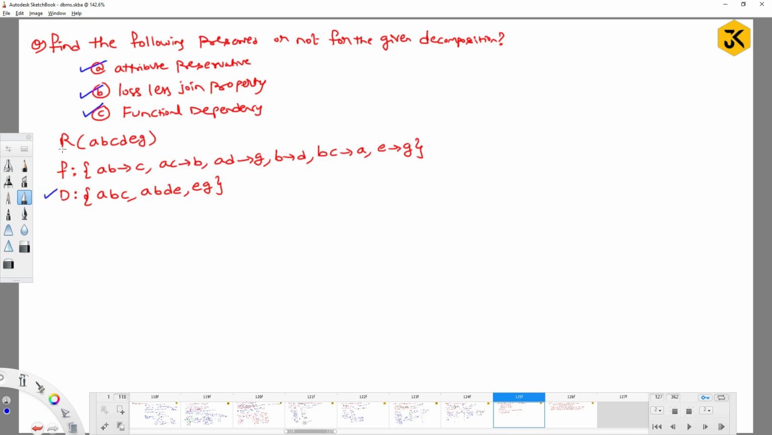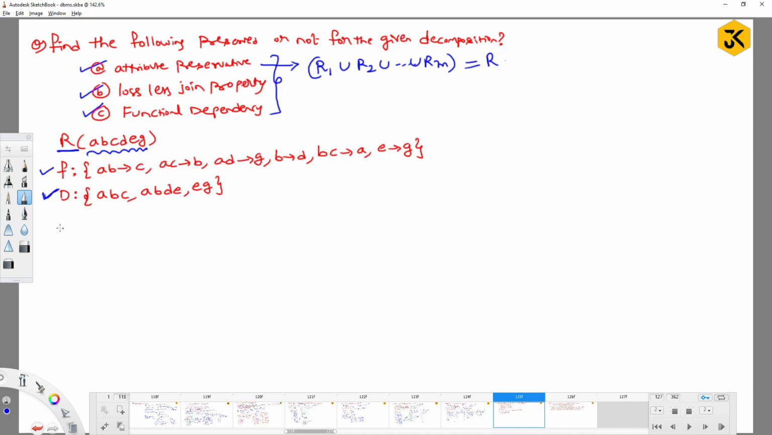Simply, they have given a relation R with a set of attributes A, B, C, D, E, a set of functional dependencies, and a set of decomposed relations. You need to determine whether all three are possible or not. Attribute preservation means you take the attributes of relation R1, relation R2, and so on up to relation Rm, and finally take their union.